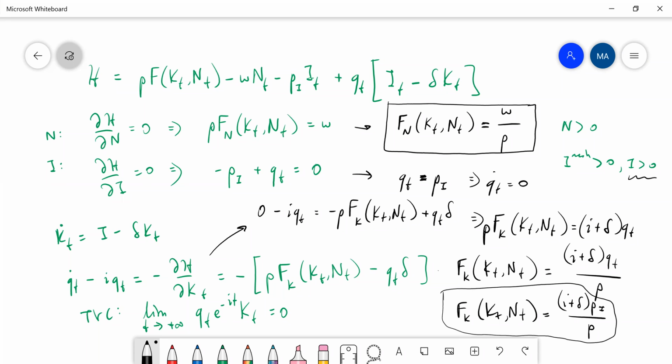Now, what happens here? What is the investment expenditure? How do I find the investment expenditure? Okay, I have two equations and two unknowns. Now I can solve them. But how do I find the investment expenditure?